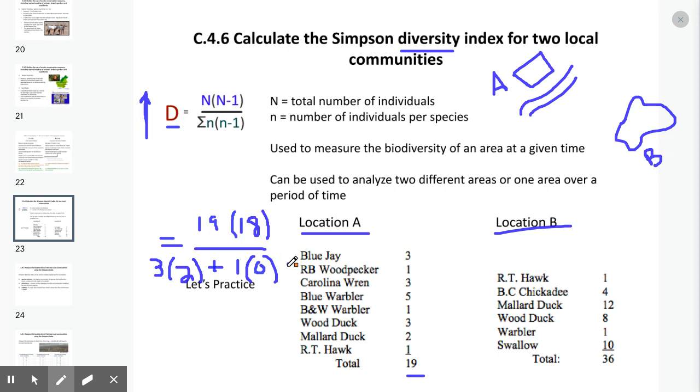And then we add it to the next species, the Carolina wren. There are 3 of those, so it's 3 times 3 minus 1, which is 2. And so on. You would complete this until you got to the red-tailed hawk, and then you would divide this number by that number and get your diversity index. That is how we can measure the richness or the health of an environment using a biodiversity index.